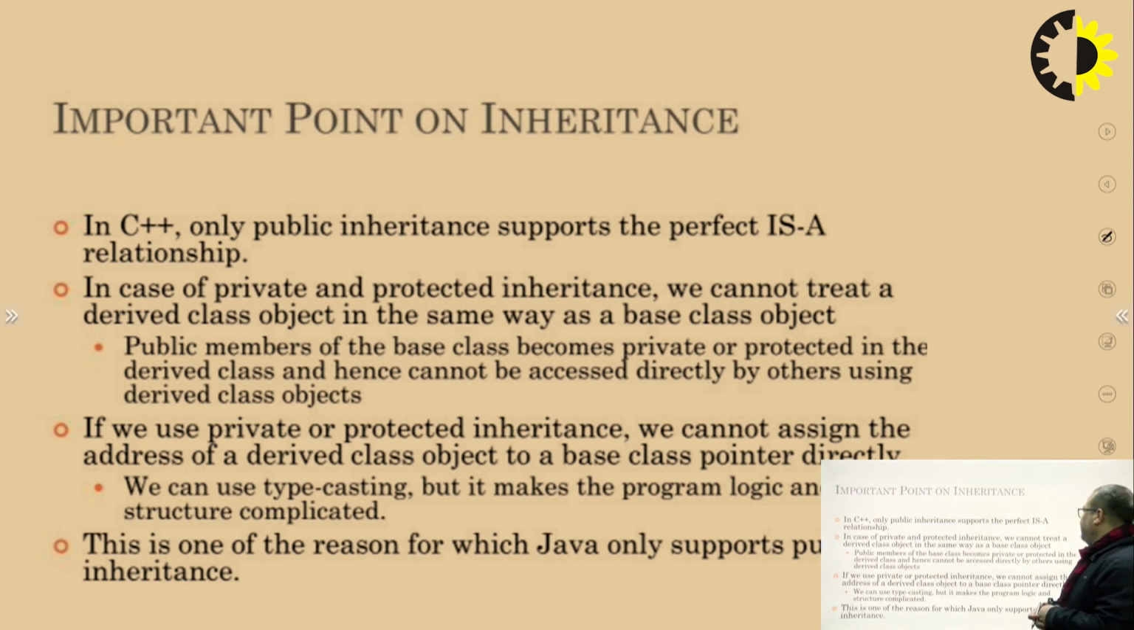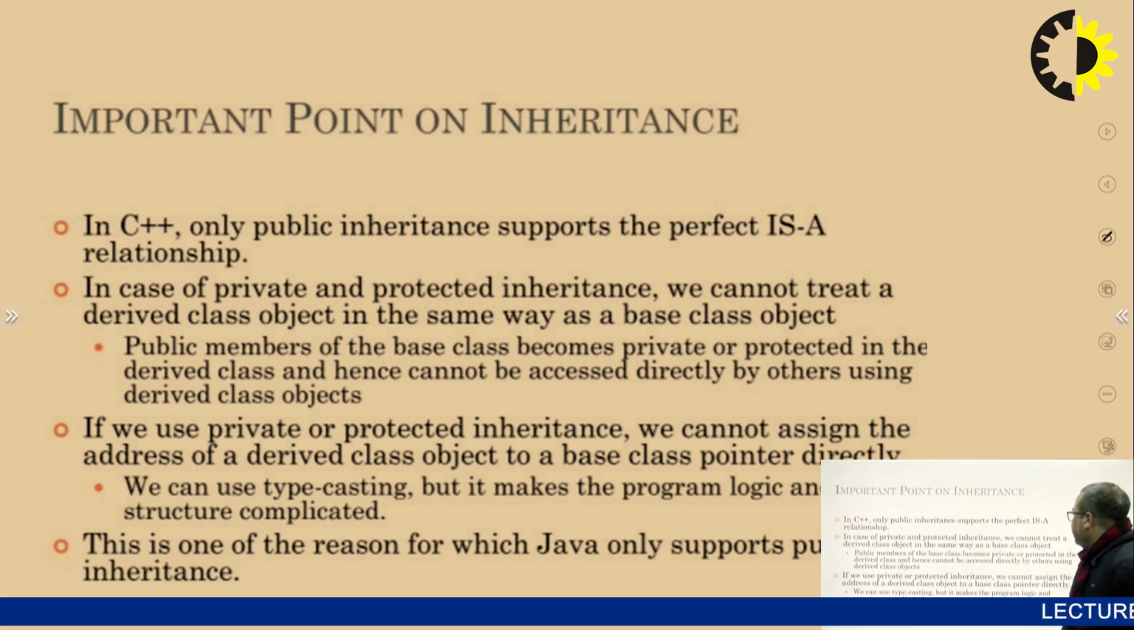class object, because if you privately inherit, then all the public and protected data of the base class become private, and you cannot directly access it by the object of that derived class. So these are some important points.